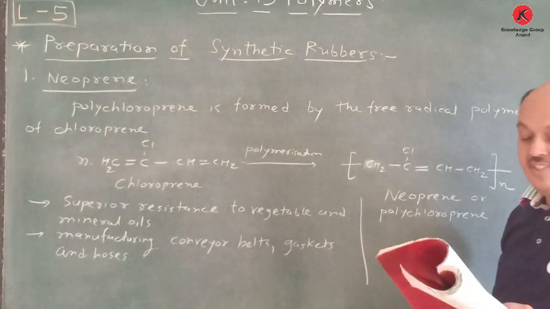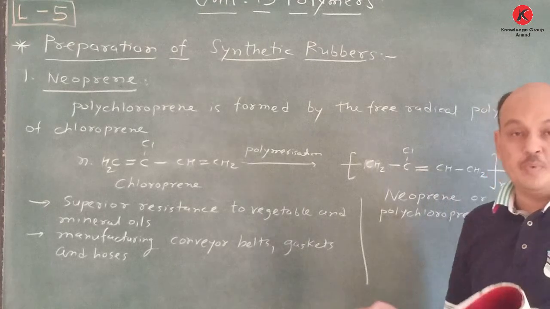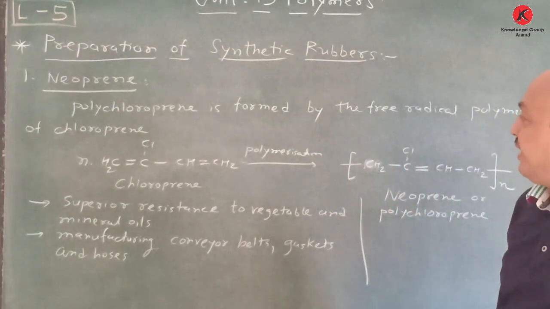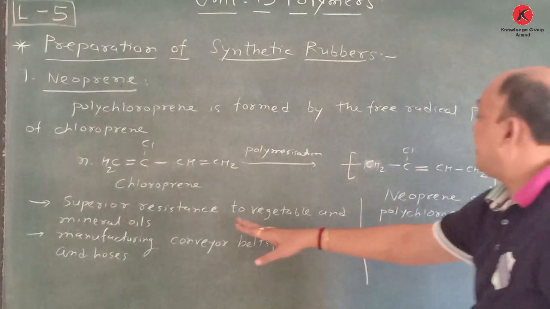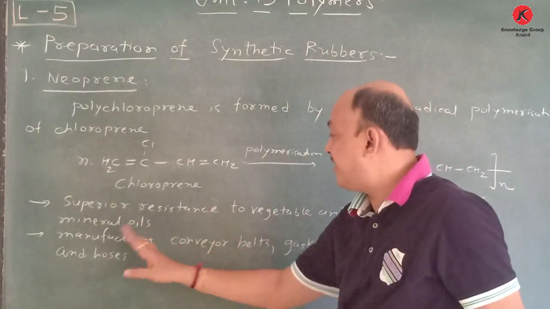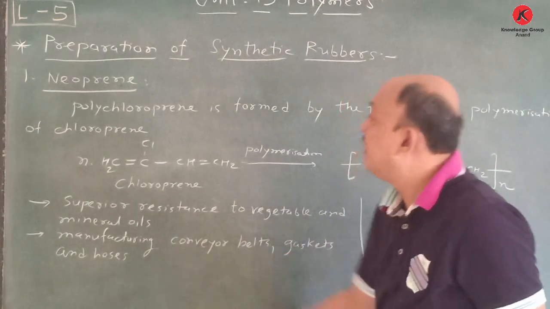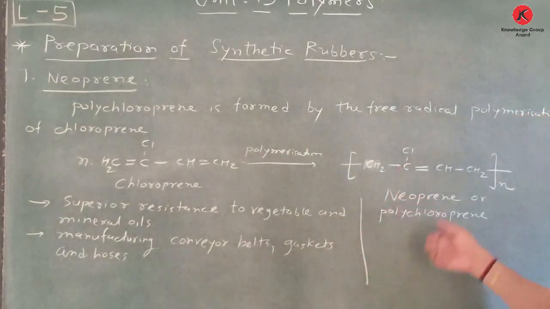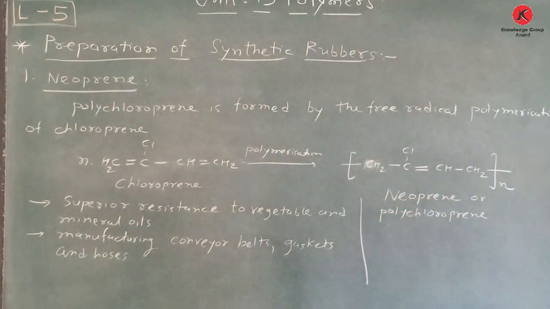Make a screenshot of this, and last is your synthetic polymer, which is Buna-N, which is asked many times. So just complete it and write it completely. Superior resistance to vegetable and mineral oils, and therefore manufacturing of conveyor belts, gaskets and hoses. So this is all about neoprene preparation, properties and uses. Make a screenshot and write another, that is Buna-N.